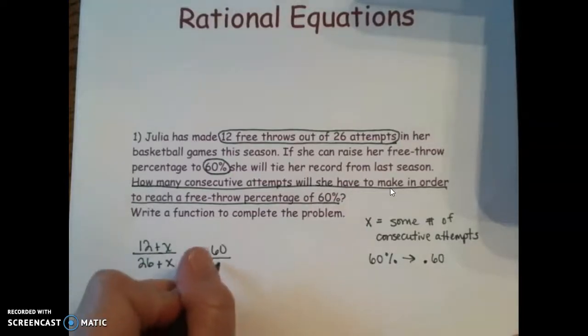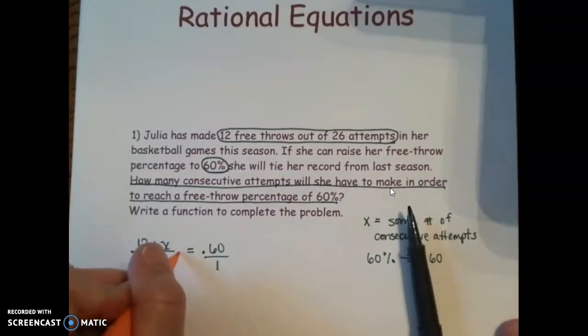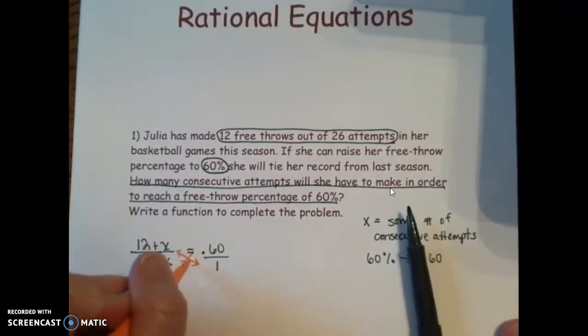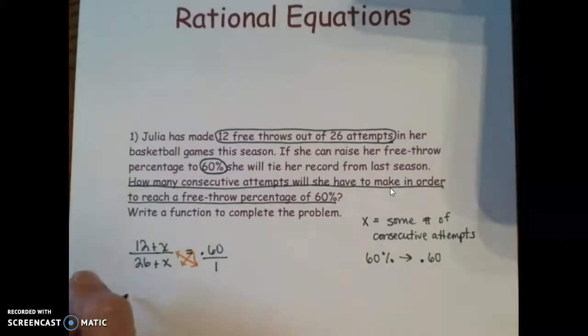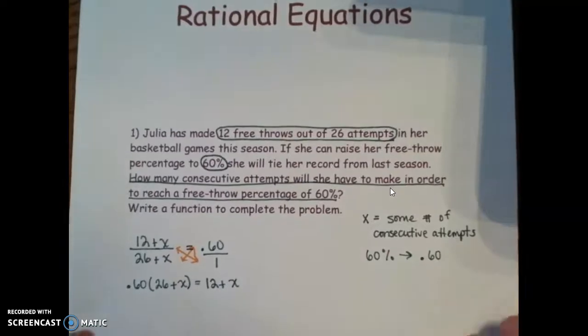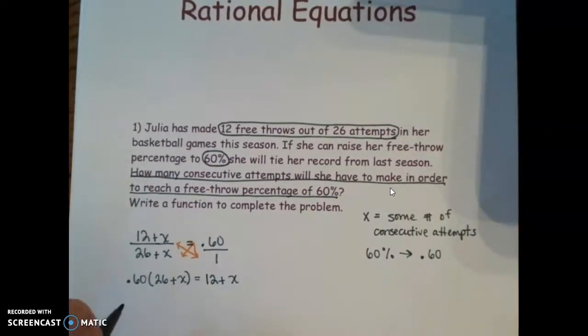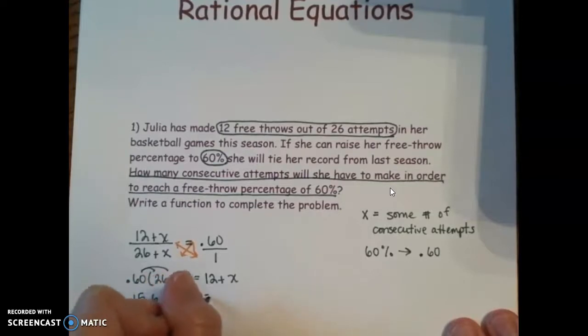Okay. I'm going to make this a fraction, and then I'm going to solve this by cross multiplying. So I'm going to have 0.60 times 26 plus x, and then 12 plus x times 1 would still just be 12 plus x. So when we distribute here, this is going to give me 15.6 plus 0.60x.